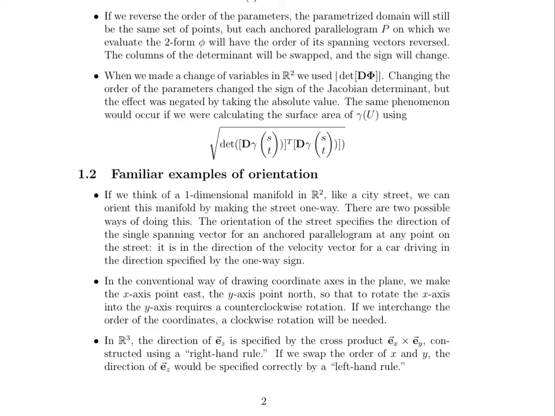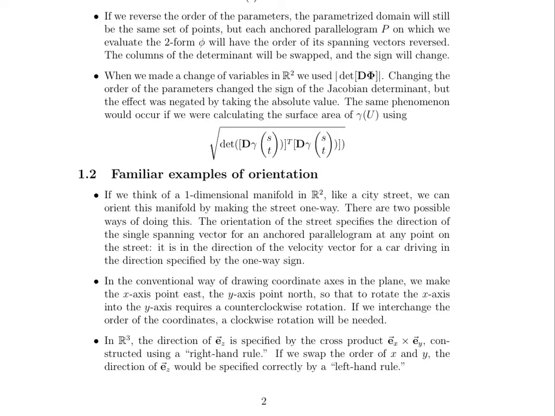Now, of course, when we made a change of variables in R2, we actually used the absolute value of the determinant. Changing the order of the parameters changed the sign of the Jacobian determinant, but the effect was negated by taking the absolute value. So when you were computing something like surface area using this, it really didn't matter what order you considered the parameters in.